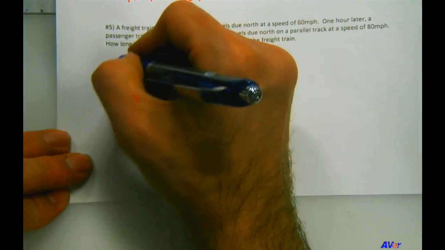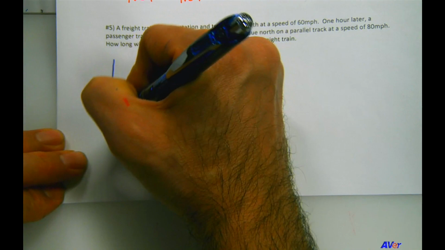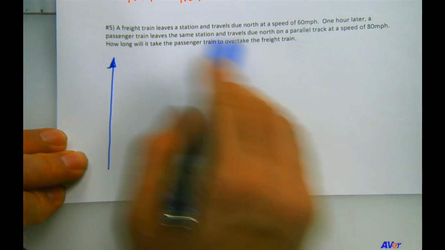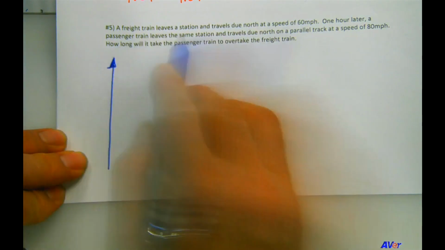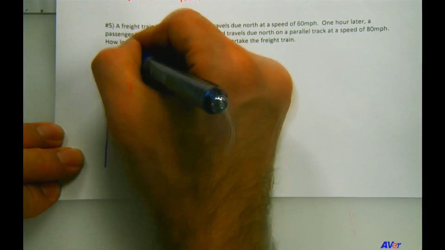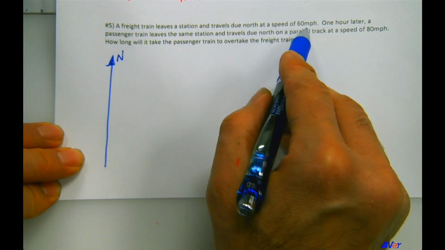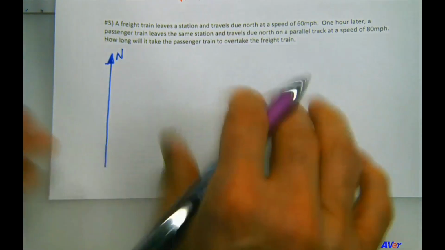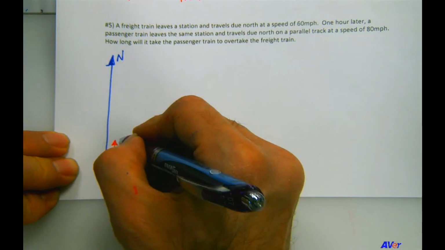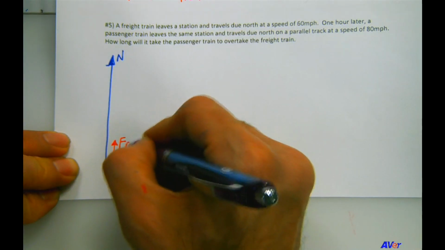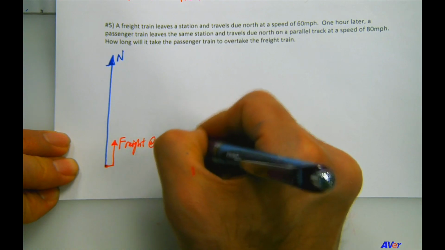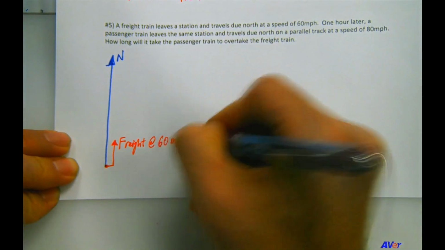With problems like this, I always like to draw a picture. I mean, I'm talking about things in motion. So here is a station, and there's a freight train that leaves this station and travels due north at a speed of 60 miles per hour, right? So here's a train, started going toward north, and this is the freight train. Started going north at 60 miles per hour.